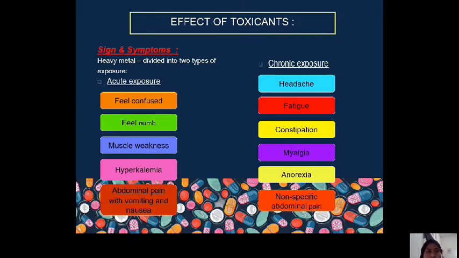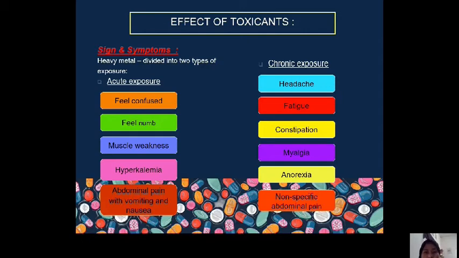So let's see the signs and the effects of toxicant on our body. I have two examples here, heavy metal and antibiotics. For heavy metals, it can be divided into two types of exposure. One is acute exposure and the second is chronic exposure. For acute exposure, the signs and symptoms are feeling confused, feeling numb, muscle weakness, hyperkalemia, abdominal pain with vomiting and nausea. Hyperkalemia is a condition where the level of potassium is very high in your blood.